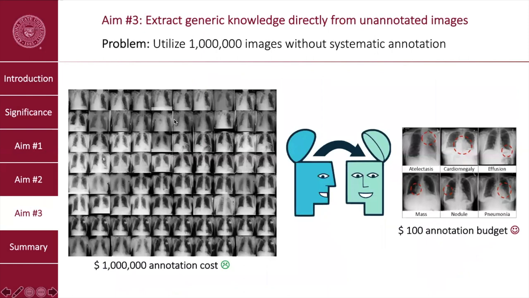So far, we have only discussed how to use the annotated data, but it is also important to discover the power of unlabeled images. So my first aim is to utilize the unlabeled images to extract generic features, generic knowledge, directly without human annotation, so that each target model can benefit from this generic image representation through transfer learning. We learn the representation, then transfer to each specific task. So the problem we try to solve is how to successfully utilize the huge amount of unlabeled images.